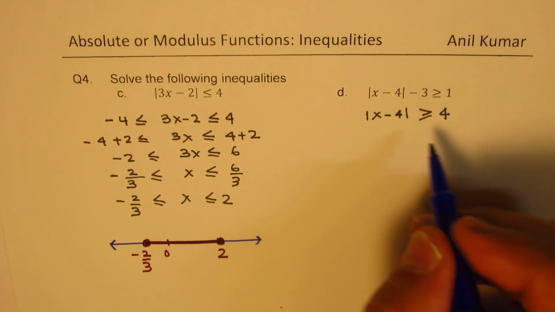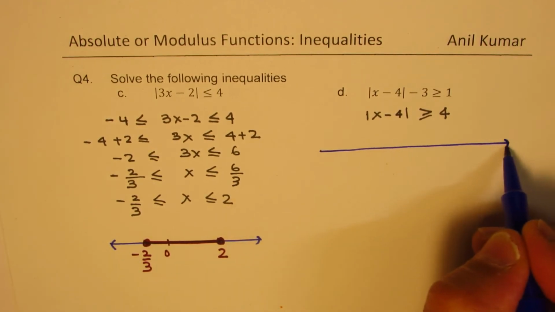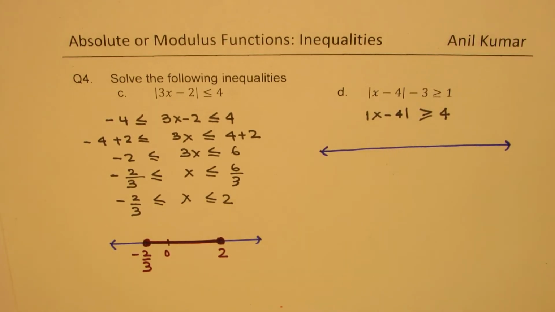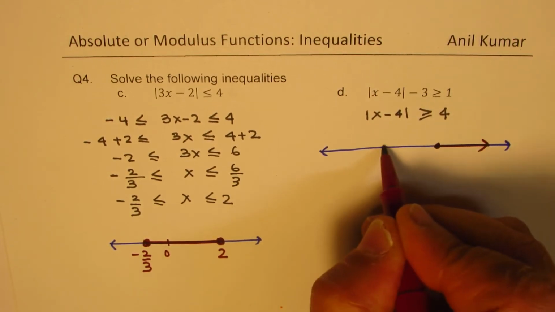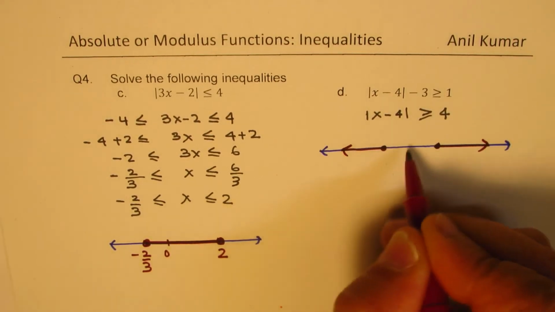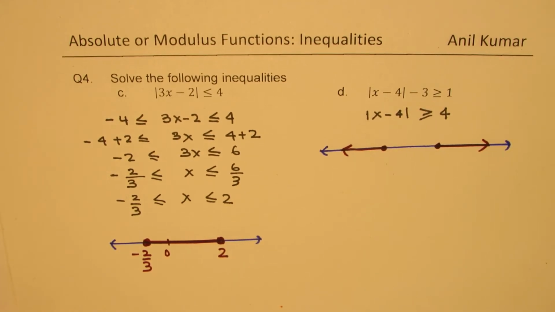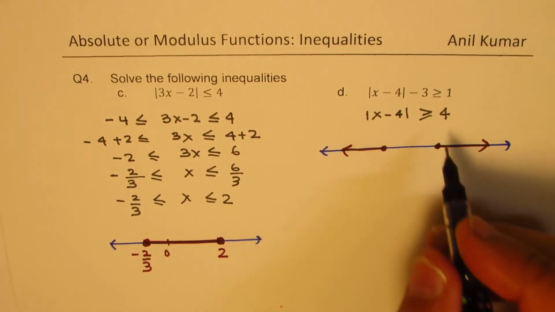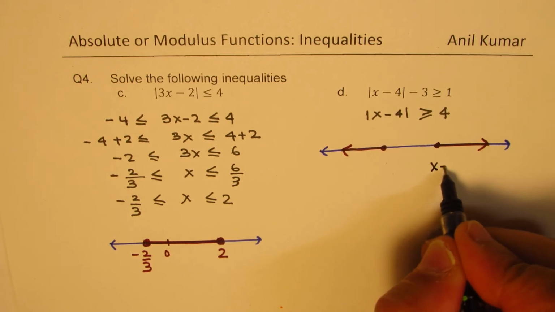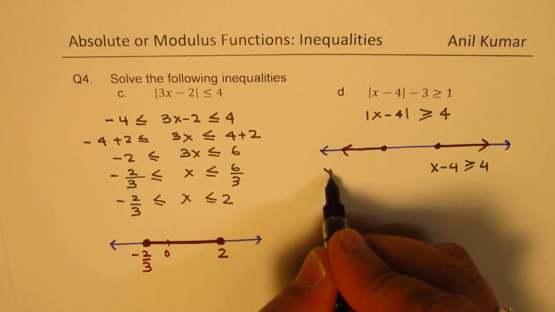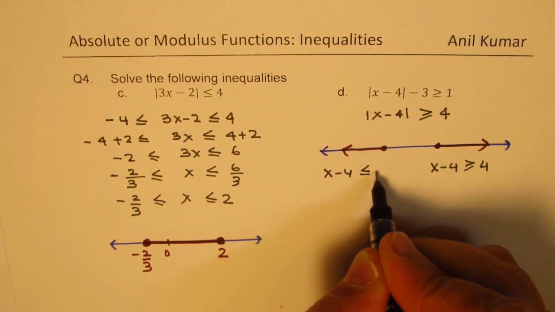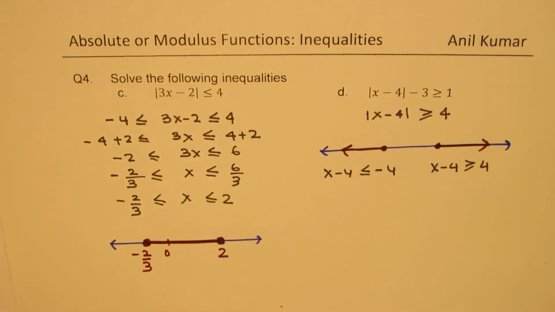Now whenever you have greater than, we're actually looking for values which are outside. So we are looking for something which will be kind of like this. So that is the approach. That really means that we have to solve it in two pieces. One piece is when x minus 4 is greater than or equal to 4. The other is when x minus 4 is less than or equal to minus 4. Does it make sense to you?